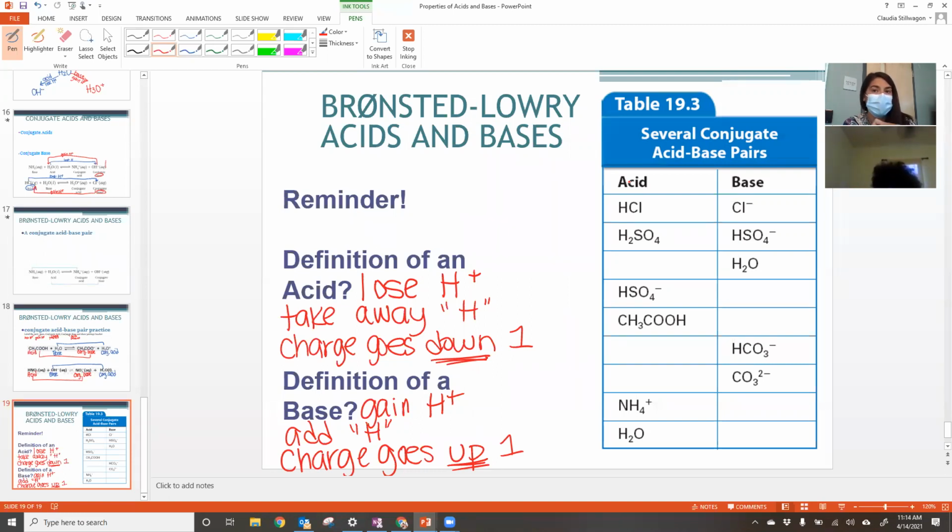All right, so I'm going to do the first two so we can make sure we're on track and if you need to go back and make changes. So the next one I give you, water, is H2O, and I'm telling you that it's a base. The definition of a base is that it can gain a hydrogen. So I need to add a hydrogen to the formula, H3O. And I also need to make the charge go up. It was neutral, so now the charge becomes positive.